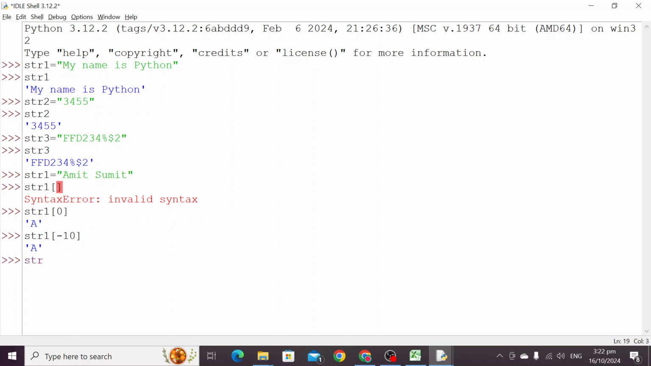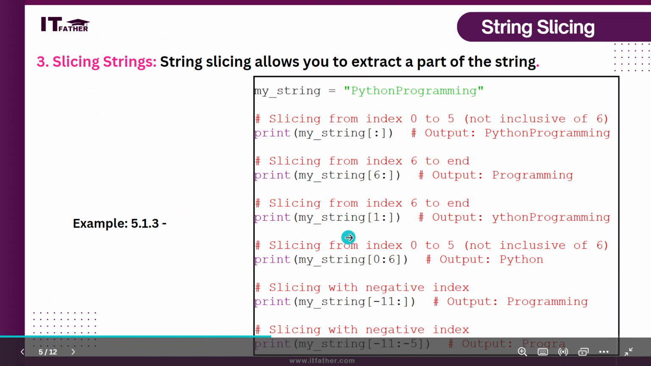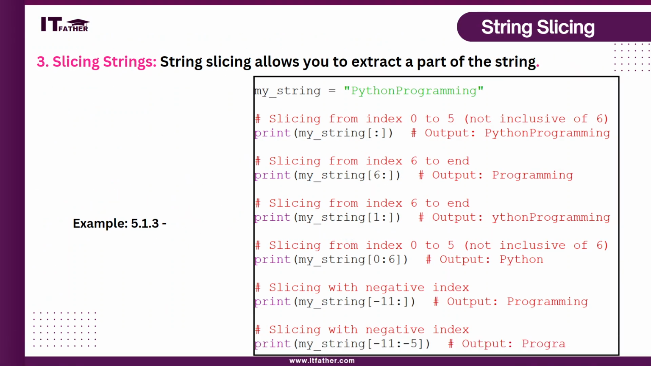And if you are writing your str1 bracket, for example 4, it will display space. str1 bracket 5, it will display s, because s is coming at the 5th location, right? Now this is how we access a single element.